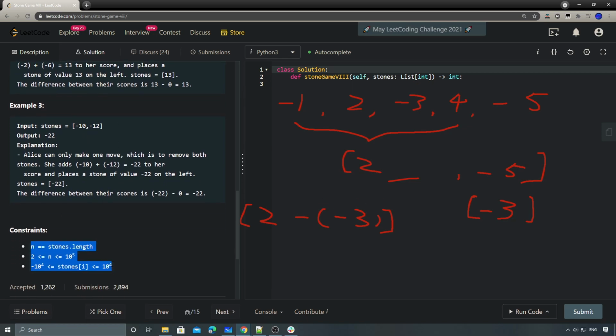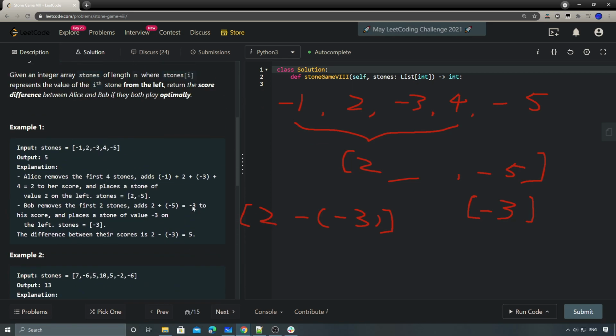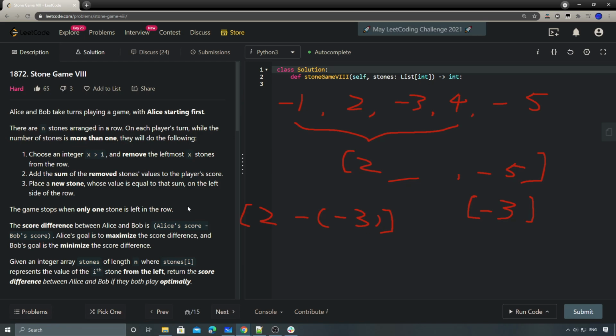So the constraints are like this: 10 to the power of 5, and here's the stones range, similar to the n here. Every time for this kind of stone game, most likely it's going to be a DP solution. But if you try to solve this one with a naive DP solution, let's say we have DP[i] here, where i means starting from i, what is the maximum gain, the maximum difference I can get starting from i.